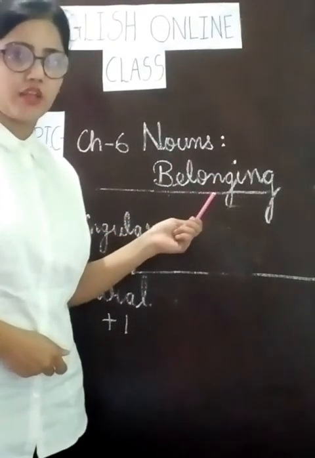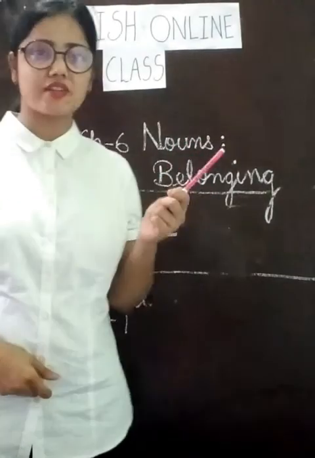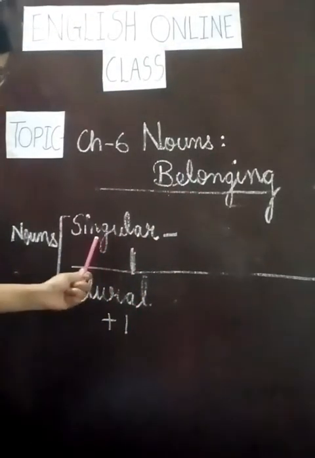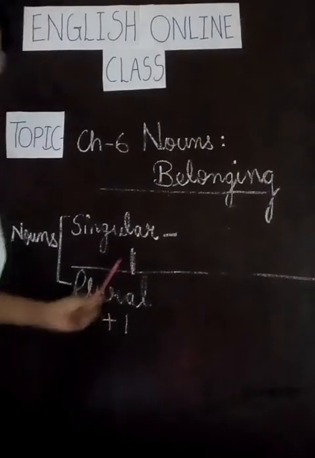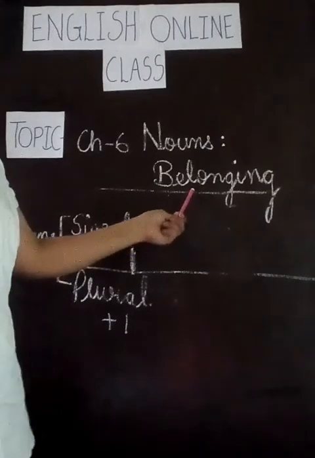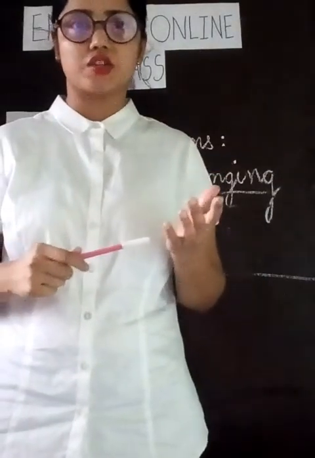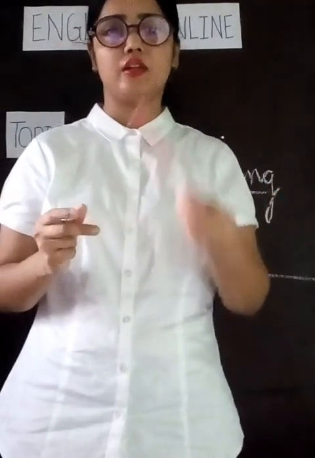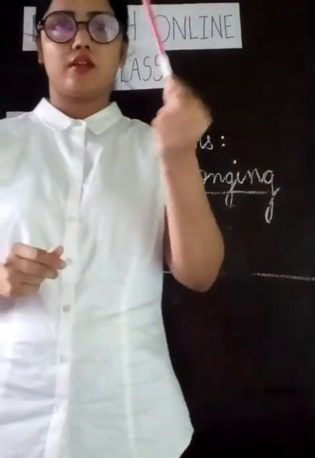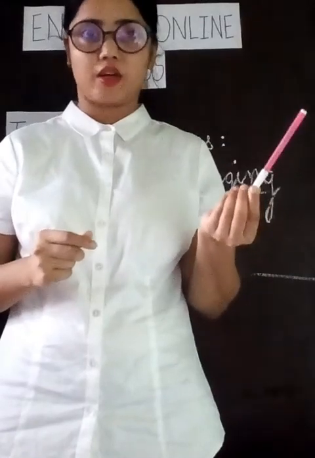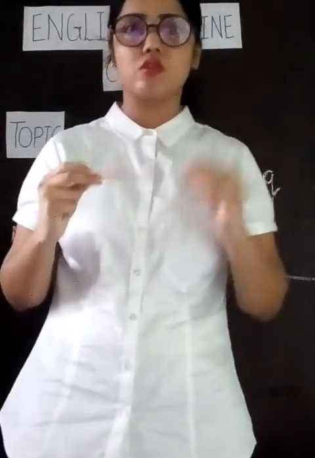Nouns belonging. About nouns we have already studied that a noun can be singular or plural. Singular means talking about one object and plural means more than one. Okay. Now what is belonging? Belonging means ownership, or when a particular thing belongs to a person. For example, this pen belongs to Ria.